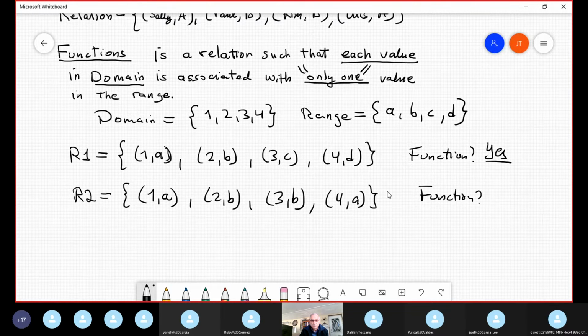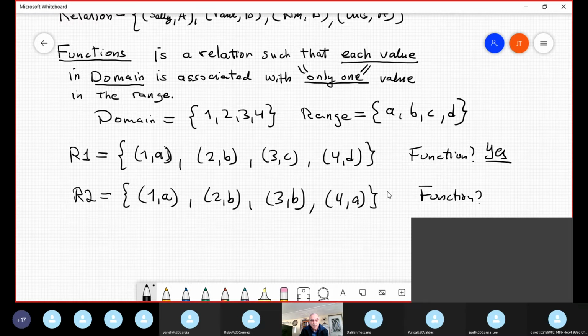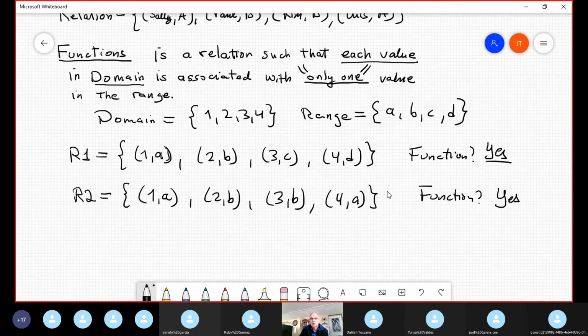What is your opinion? Yes or no? Yes, you are right. Yes, the reason is clear. Because 2 and 3, so this is clear. The maybe confusing part is 2 and 3 is associated with the 1B. And there are no contradiction with the definition for the function because the most important is that we have only one in the range. Okay.